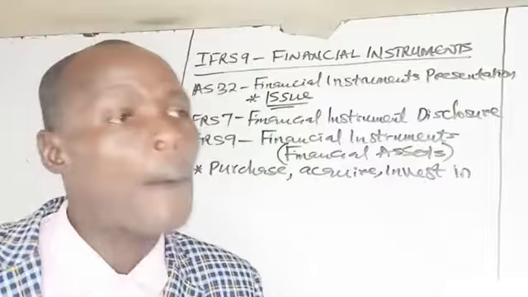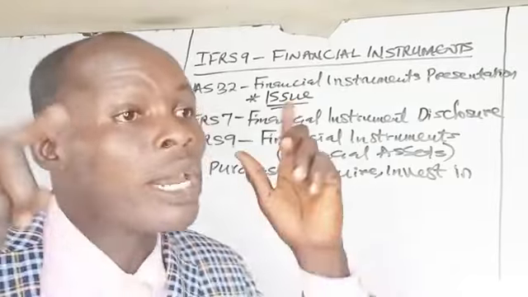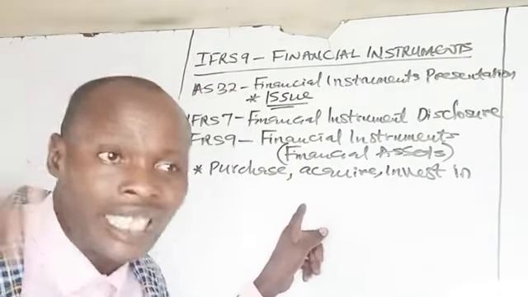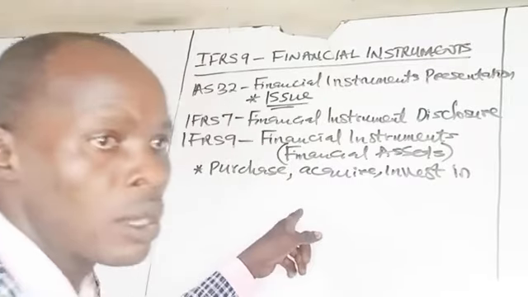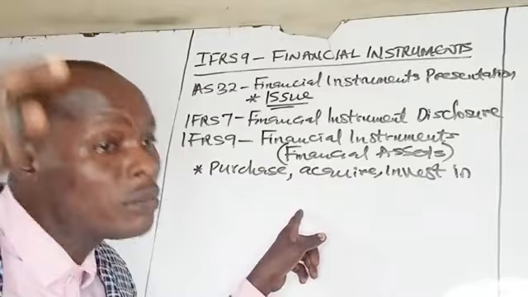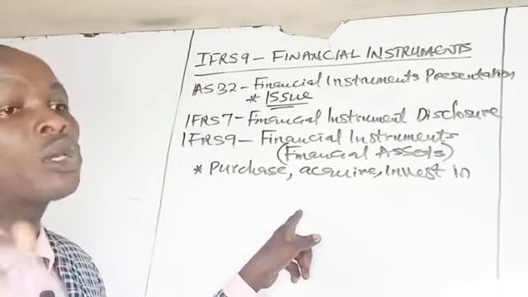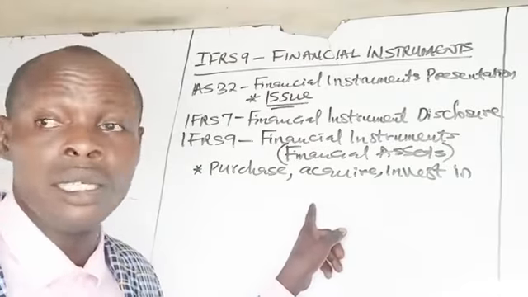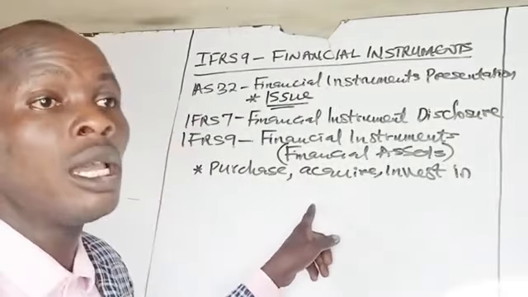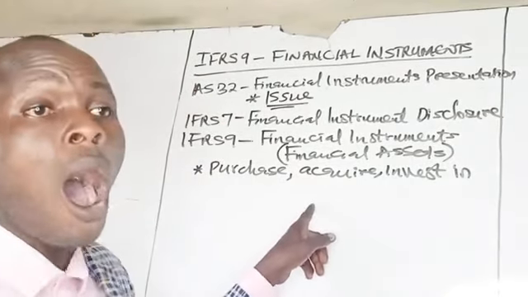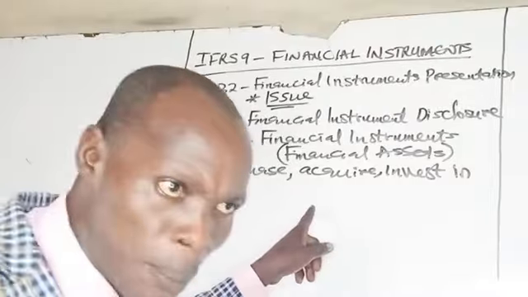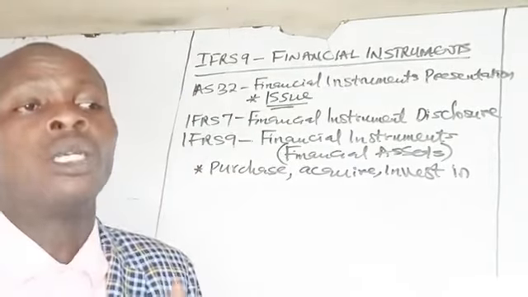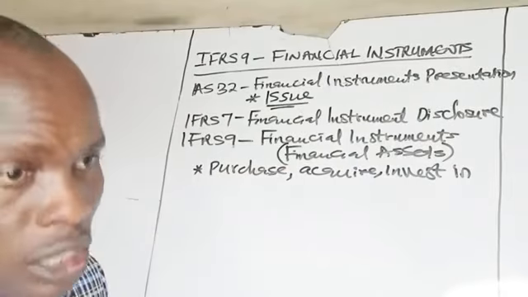In accordance with IFRS 9, an entity shall recognize a financial asset on its statement of financial position when the entity becomes party to the contractual provision of the instruments. I repeat, an entity shall recognize a financial asset on its statement of financial position when the entity becomes party to the contractual provision of the instruments.